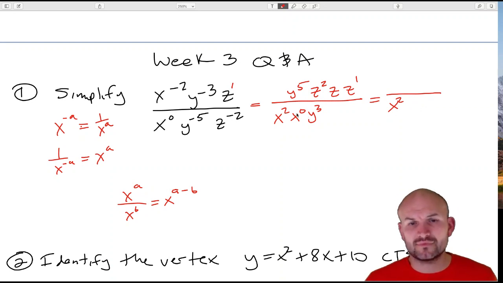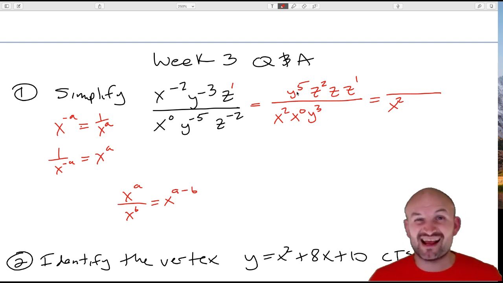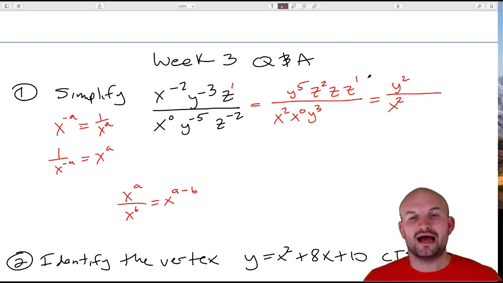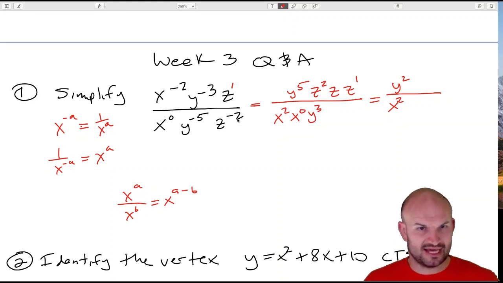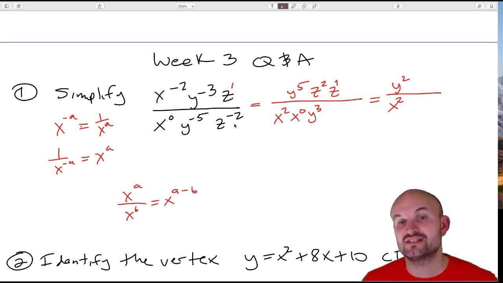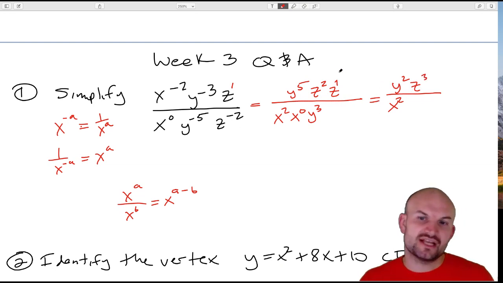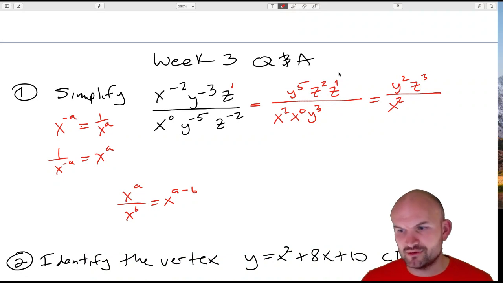And so we have x squared, and then we have in the denominator here, I have y cubed. In the numerator, I have y to the 5th. So when I subtract them, 5 minus 3 is going to be y squared. That's positive, so that's going to remain in the numerator. And then up here in the numerator, I have z squared times z to the 1st. That negative 2 goes up, right? So it's z to the 1st times z squared, which is going to give me z cubed. Now again, these exponents do not have the same base, so there's nothing else really we can do from there. We'll just leave the problem as is.